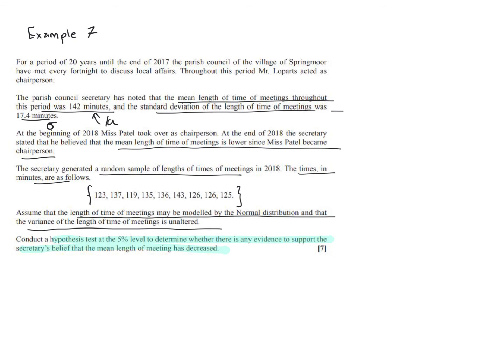Okay, let's start from the beginning. What is X? What is the distribution? X is the time taken for a meeting. That's the starting point here. X is the time taken for a meeting. Now, X has a distribution which is normal with a mu value of 142 and a sigma value of 17.4, which means a variance of 17.4 squared.